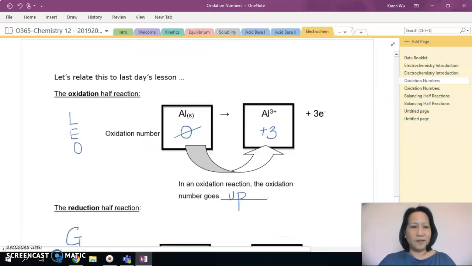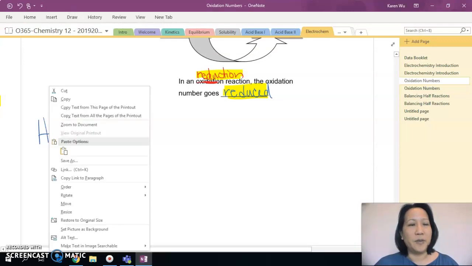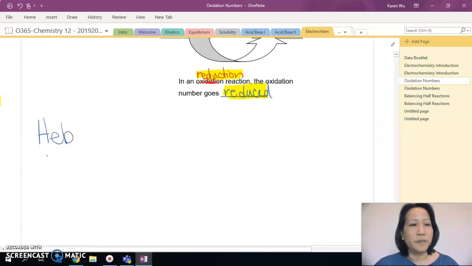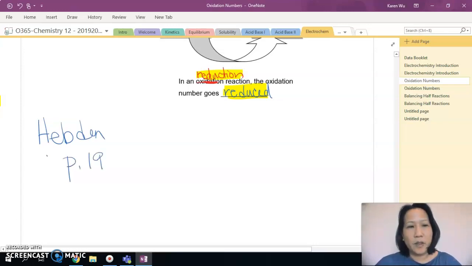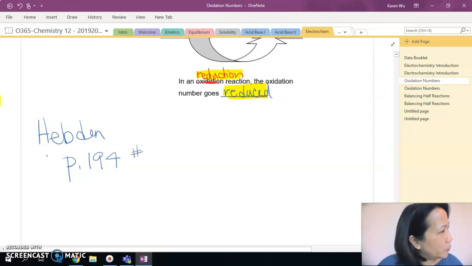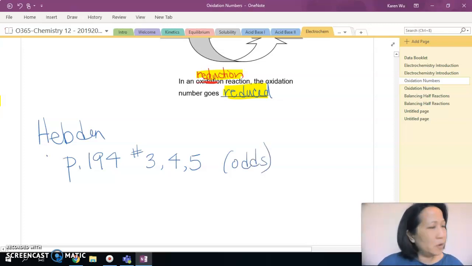Well, that was easy. Where am I? I am in Hebden. And there are a couple of examples you could try. And this is on page 194. Don't do too much. I know some of you are quite busy right now. Number 3, 4. Number 3 and 4. Oh, no. I don't want you to do all of these. How about just odds? Okay? Now, if you happen to have some time, do it.